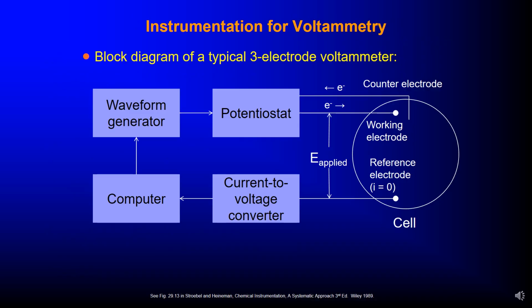So, instrumentation for voltammetry. You can see generally we have a waveform generator, then we have a potentiostat, then we have a fast current to voltage converter, then we have a computer to display. Then of course we are not forgetting the working electrode and the reference, the cell generally.